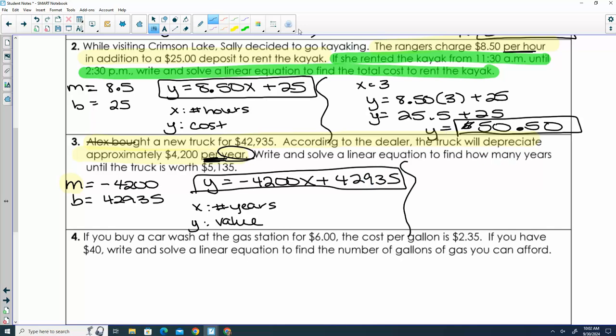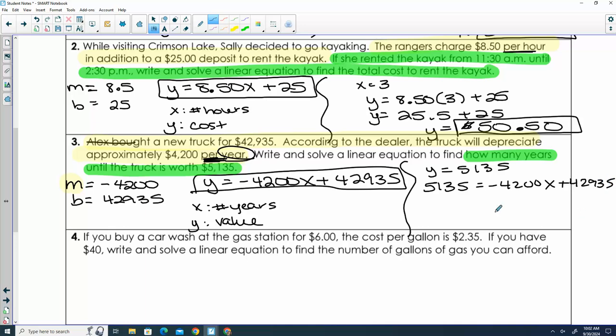So now we go to the second part. We want to know how many years until the truck is worth $5,135. So 5,135, is that my x or my y? Yeah. The y, because that's the value. So we plug that in. Okay, then we have to solve this equation. So what's the first step? Subtract 44,000.